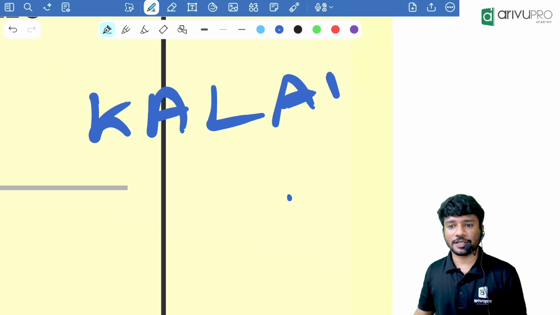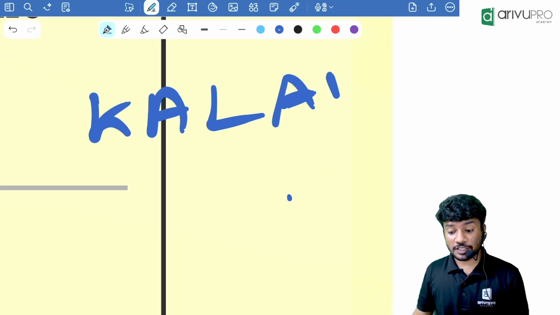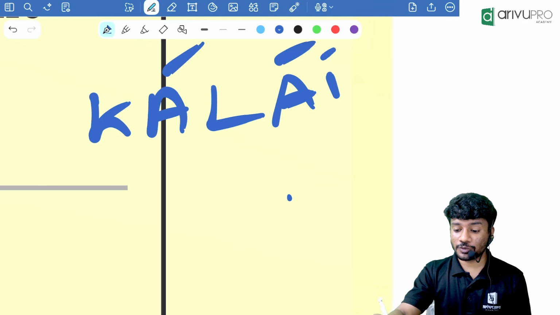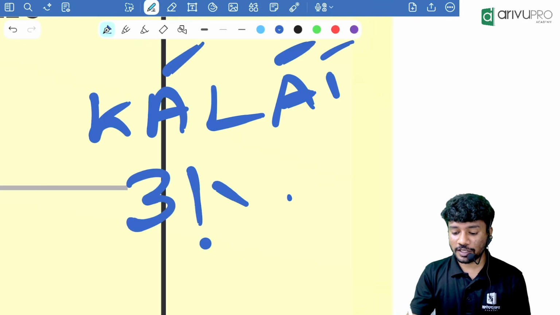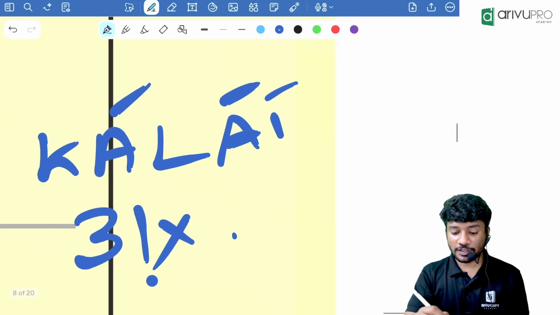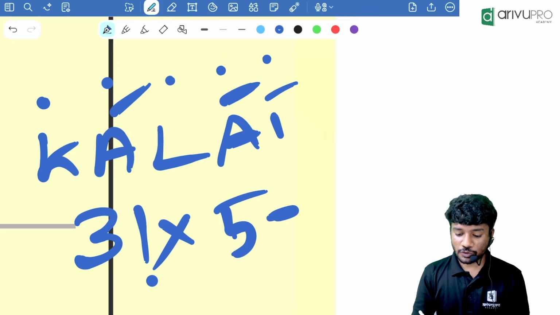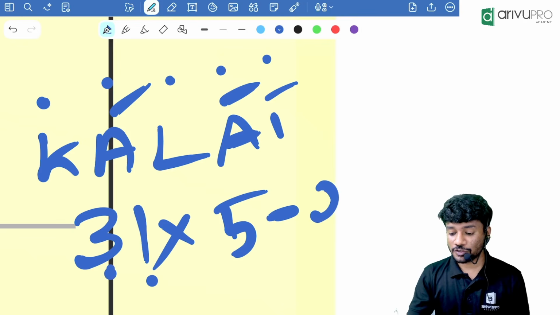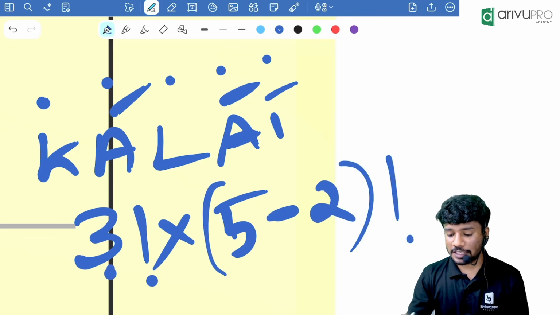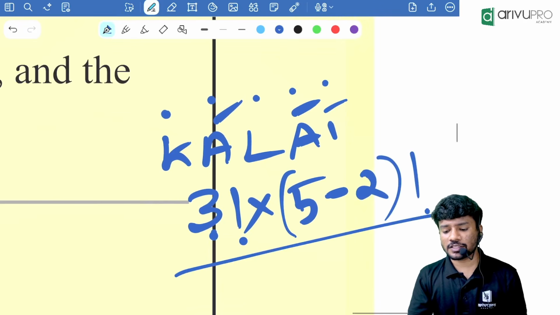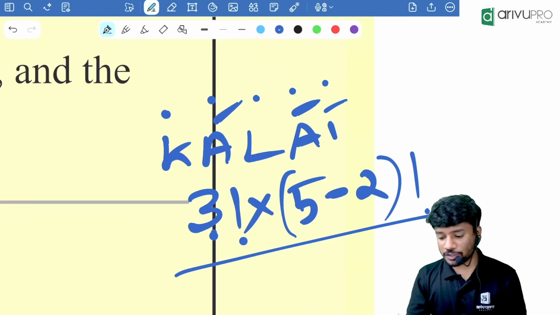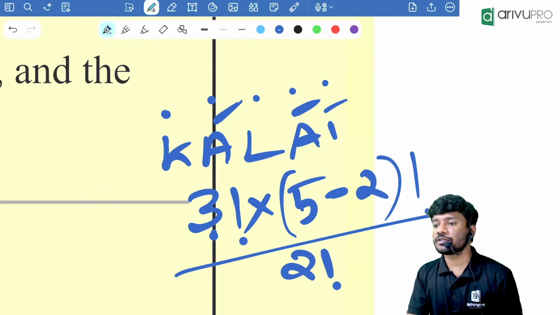Kale. Okay. This is correct, right? Spelling? Yes. I am going to tell that all the vowels should be together. How many vowels are there? 1, 2, 3. 3 factorial into. How many letters are there in total? 1, 2, 3, 4, 5. 5 minus. So, what is 1 less than 3? 2 factorial. Divided by. How many letters are repeated? A is repeated 2 times. Divided by 2 factorial.